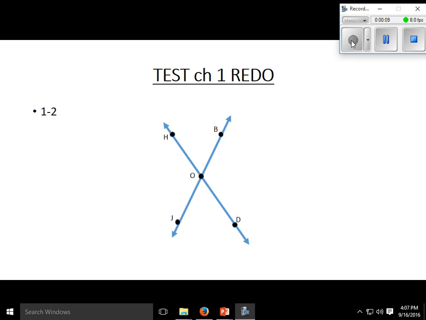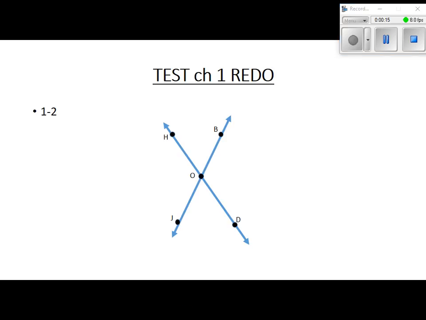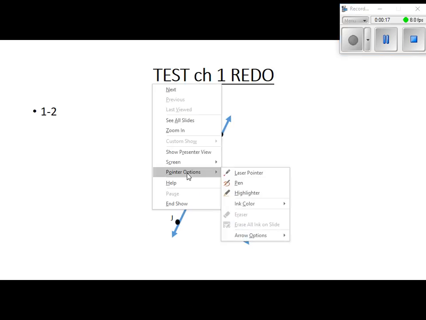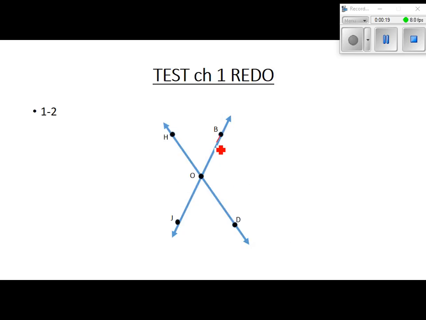Number 1, what is another name for ray BJ? Ray BJ goes from here down through there. All that matters with the ray is that it has the same starting point, but it goes in the same direction. Well, what other letter could you use? You're still going to have to use B, but what other letter could you use other than J and show that same ray? So that should help you with number 1.